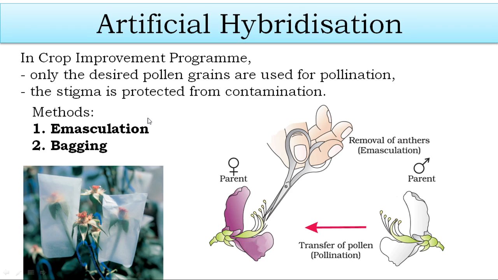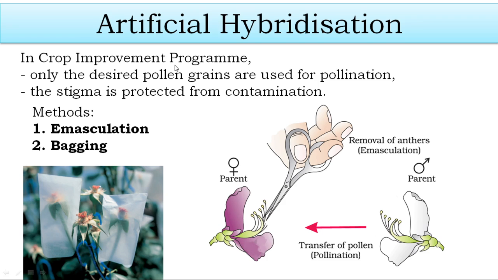We have learned about the male reproductive part, the female reproductive part, pollination, pollen-pistil interaction. Now, how will you apply this knowledge for crop improvement? So through artificial hybridization, if you do artificial hybridization, you can improve the crop varieties.